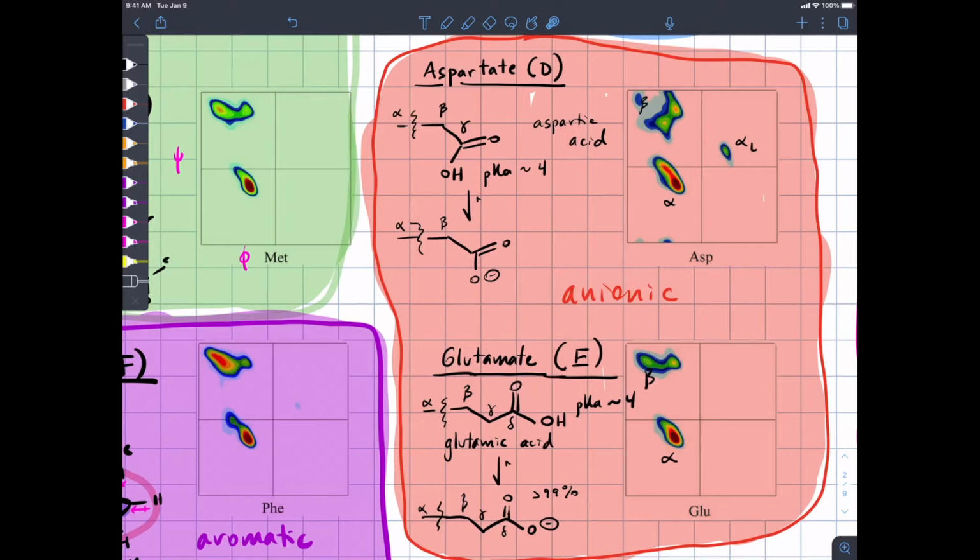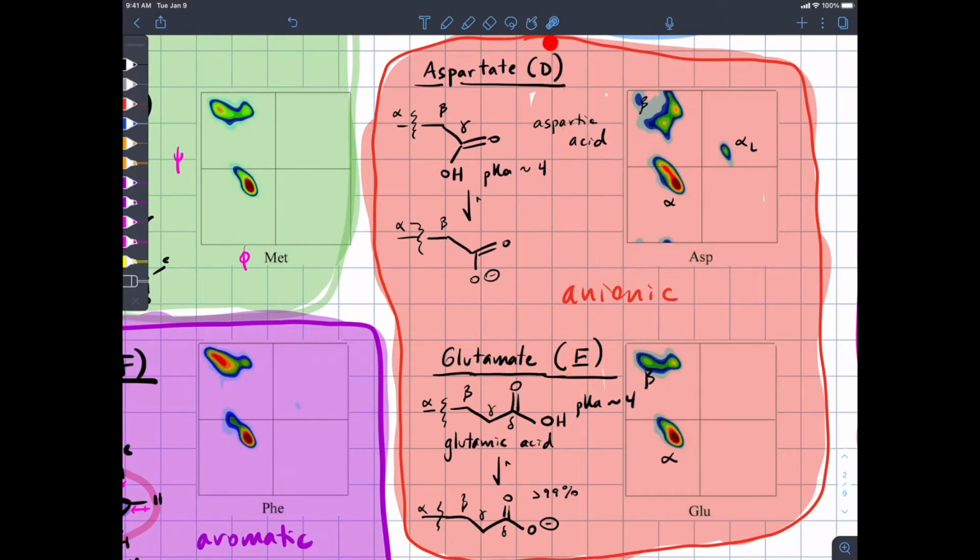Glutamic acid is homologous to aspartate. It has one additional methylene group in the backbone, one more CH2 group. So instead of having the carboxylic acid group attached to the beta carbon, here it's attached to the gamma carbon. It's one carbon longer, which you'd think wouldn't make a big difference, but not having that carbonyl there seems to prevent glutamic acid from being very happy with these unusual dihedral angles.